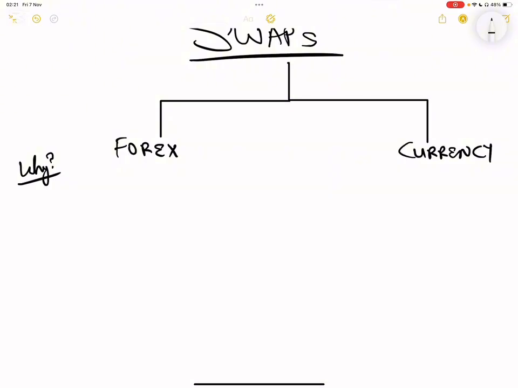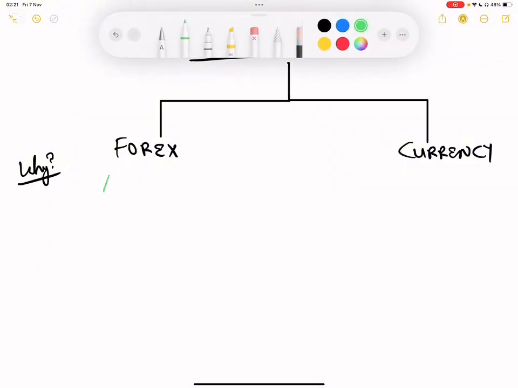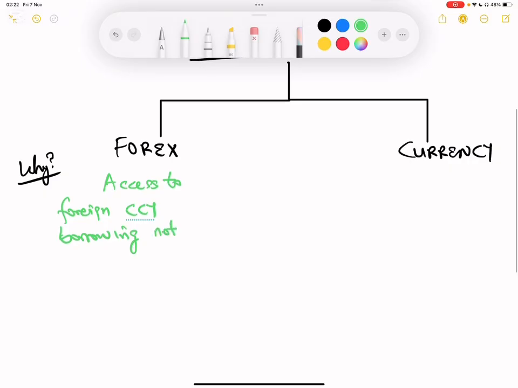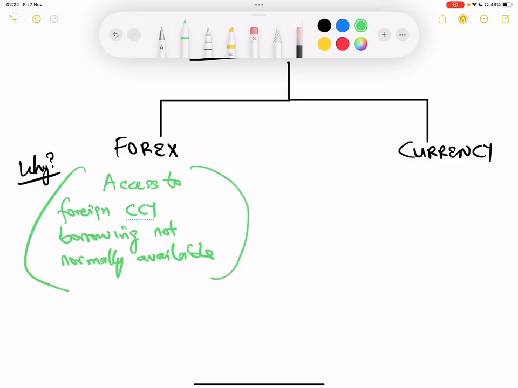Usually, this comes in handy when the company is struggling to borrow in foreign currency. So this one is just for the company to have access to foreign currency borrowing that usually the company will not be able to get. So let's say not normally available, maybe because of credit rating or because of restrictions or whatever it is. That is when the company most likely will decide to use a Forex swap.